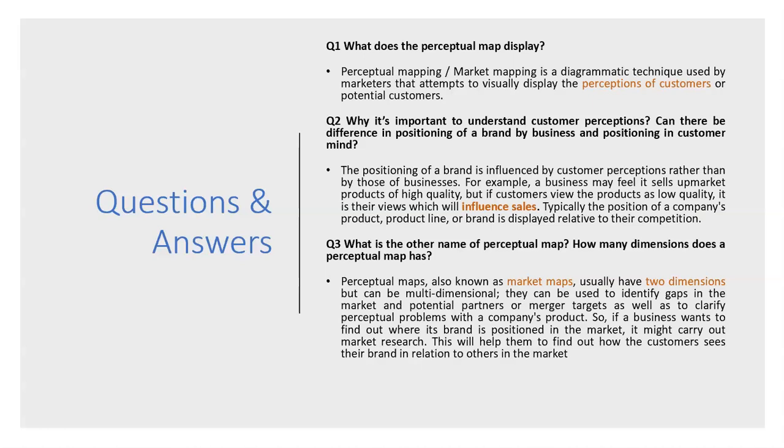What is the other name of perceptual map? It's also known as market maps. And how many dimensions does a perceptual map have? It usually has 2 dimensions, but it can be multidimensional.